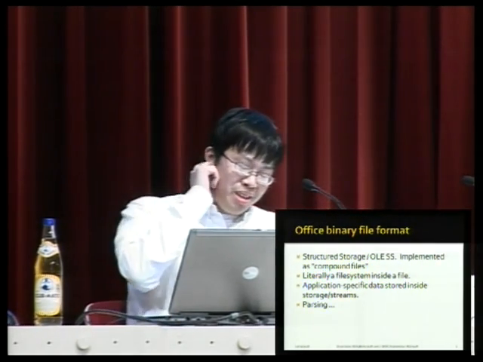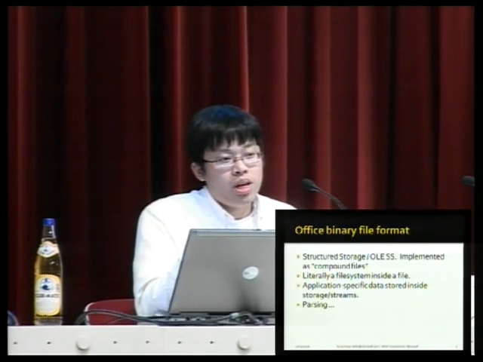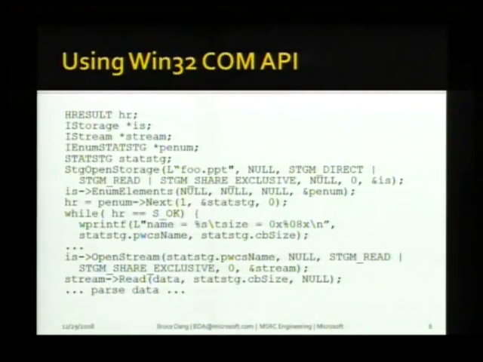Before I go on, OLESS files are not only used by Office. They're also used for MSI files, and a lot of third-party applications use these things. So it's not just Office. Most people shouldn't be writing their own OLESS parser, so we provide a COM API for you to do that.